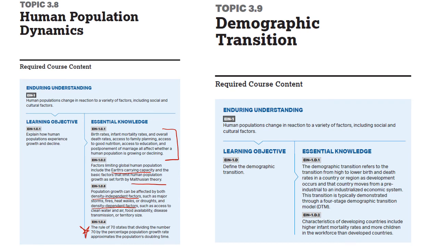And then finally, demographic transition. Demographic transition, just be able to define it. It refers to the transition from high to lower birth and death rates, and then moving from pre-industrial to industrial to post-industrial. Okay, typically a 4-stage system. However, in that diagram we had the 5 stages, but for AP you will only need to know the 4 stages. Okay, and then the characteristics of a developing country include higher infant mortality rates and more children in the workforce than a developed country.